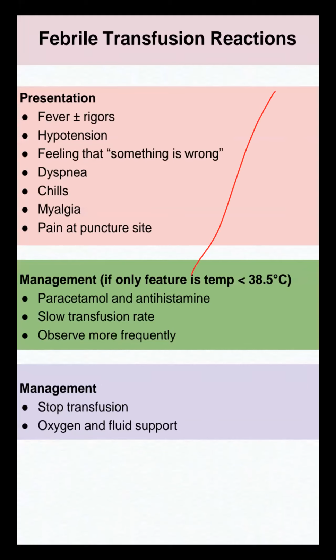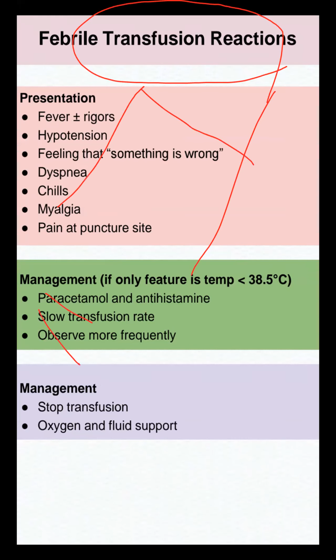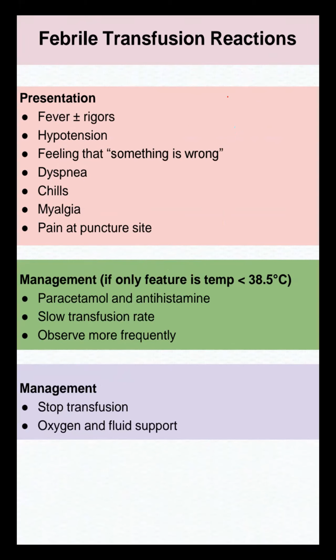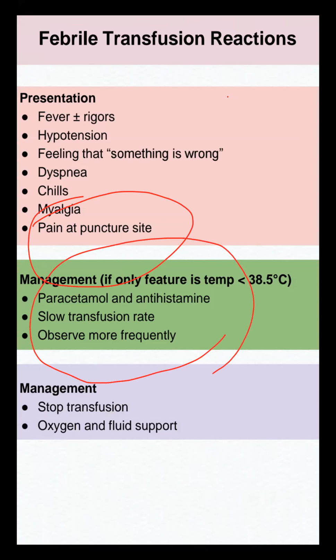Presentation will be fever, rigor, hypertension, dizziness, chills, myalgia. Febrile reaction could be hemolytic or non-hemolytic. If after transfusion the patient starts bleeding from any site, it's a hemolytic transfusion reaction. If there's only fever, chill, rigor, dyspnea, but no bleeding from the puncture site, it's non-hemolytic. Management for pain: paracetamol, antihistamine, slow the transfusion rate and observe more frequently. In a hemolytic reaction, we have to stop the transfusion and start supportive management, oxygen and fluid support.